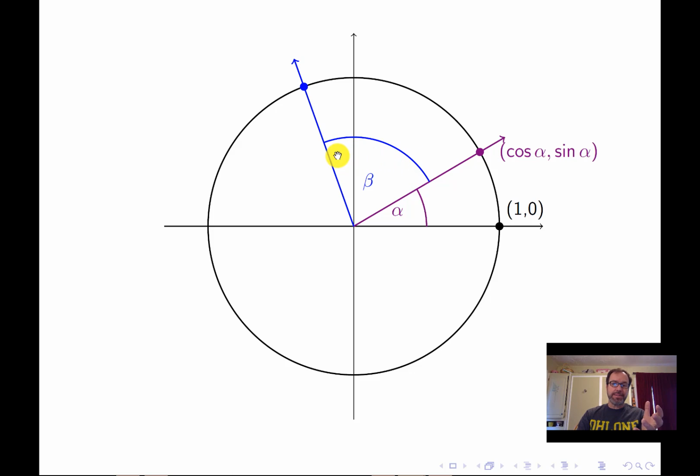Again, beta does not have to be exactly this measure. Beta could be any size. I'm not specifying what the angle beta should be. Since alpha plus beta is in standard position, then I can find the x and y coordinate of that point, which will be the cosine of alpha plus beta and the sine of alpha plus beta. Again, you don't know why I'm doing this. You just have to make sure that what I'm doing is okay.